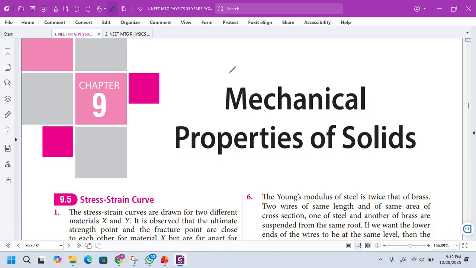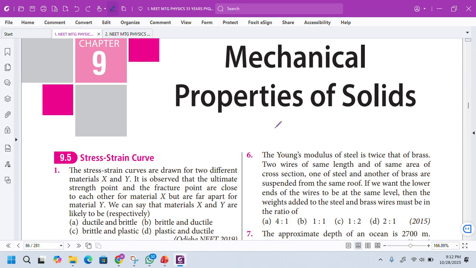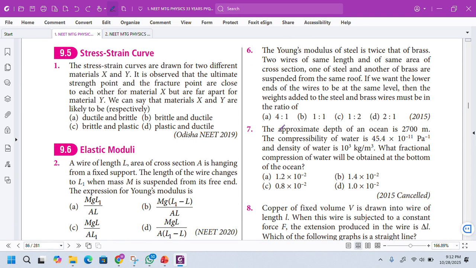Dear students, come, we will solve NEET questions on physics, first PUC physics chapter number 9, that is mechanical properties of solids. We will solve some numericals on this chapter. Now I will move towards the first topic of this particular chapter. So what is the topic? Stress and strain curve.